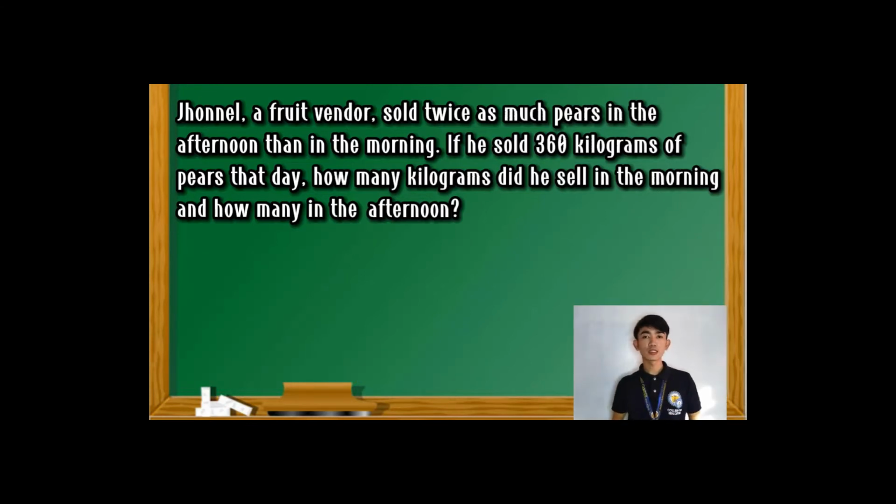Let's go to the next step, the letter P, which is equal to plan. After knowing the question, thought, important information, we can now make the plan to solve the problem. So for us to answer how many kilograms sold in the morning and the afternoon, let us use those informations we gathered to have a strategy.